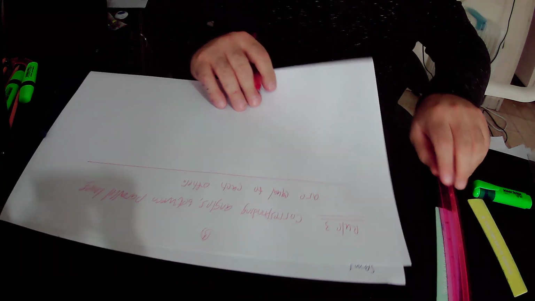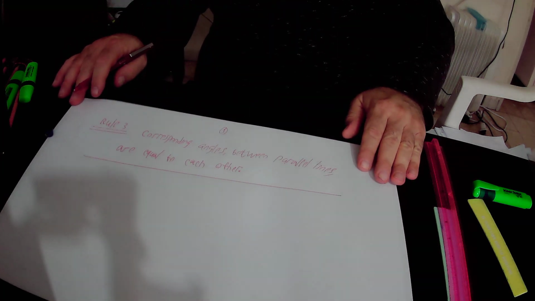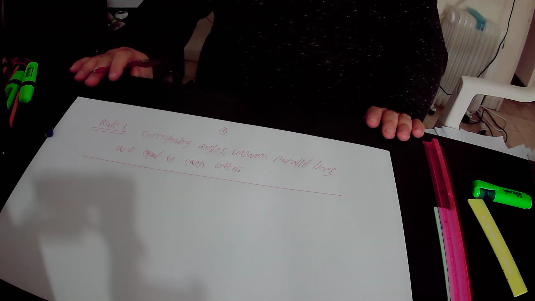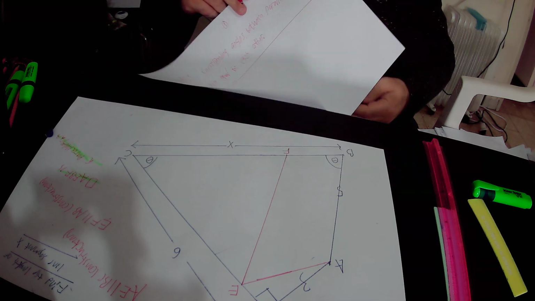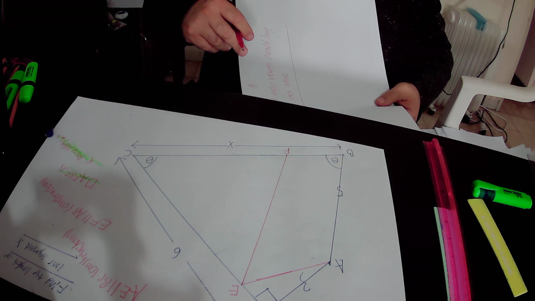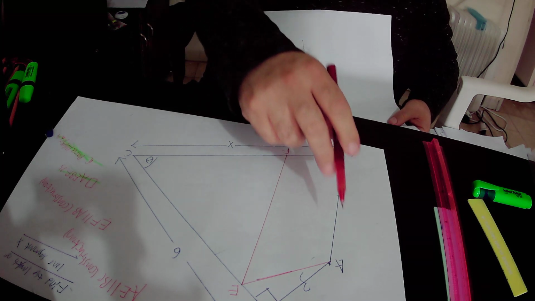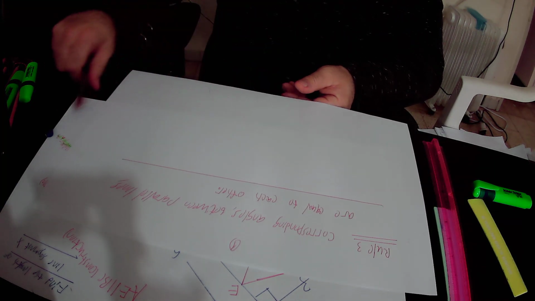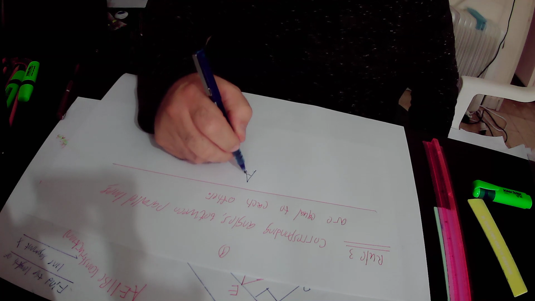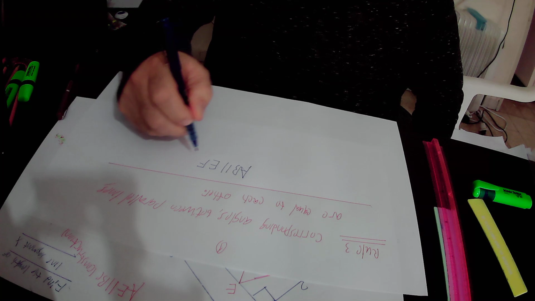I will read rule number 3 again. According to rule number 3, corresponding angles between parallel lines are equal to each other. So if you focus here, actually according to our construction, AB is parallel to EF. AB is parallel to EF according to our construction. Okay?